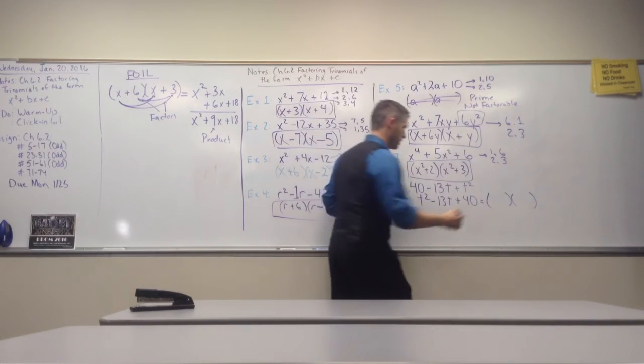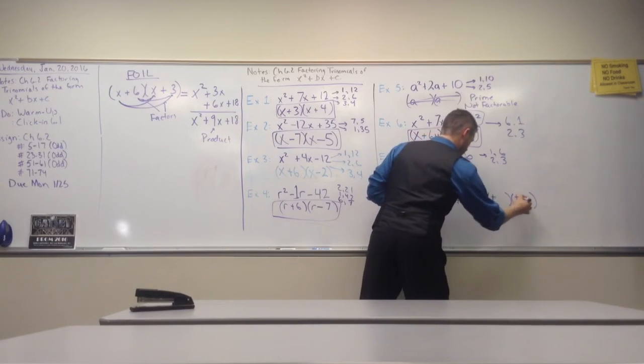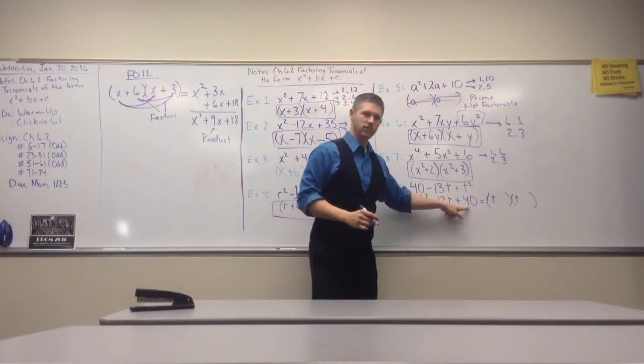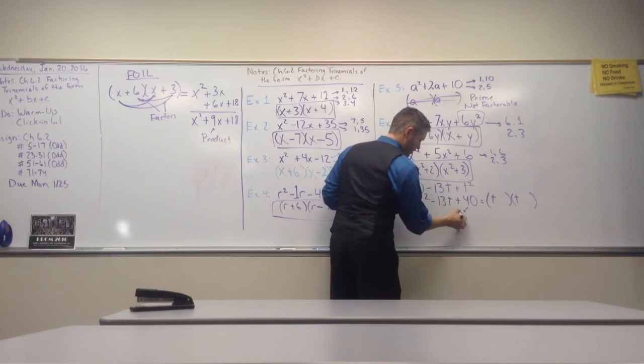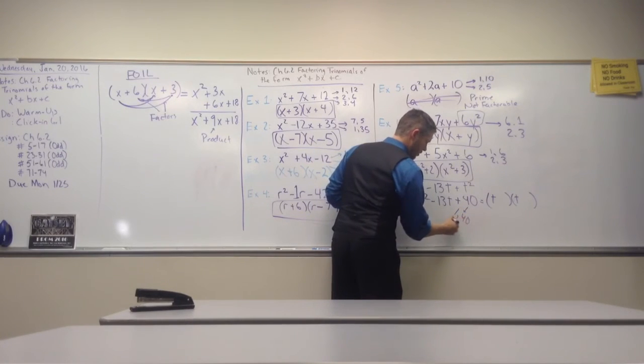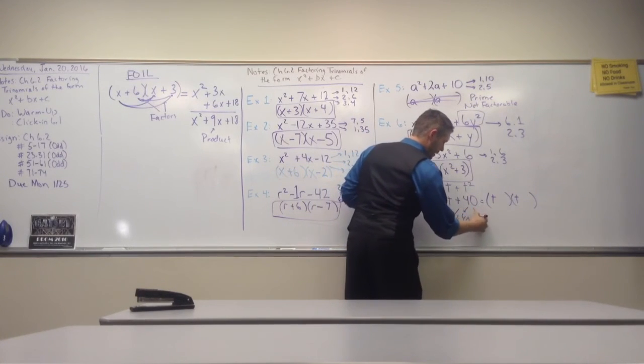So here's what we did here. I put a t here and a t here, I know that. Again, factors of 40. I remember factors of 40: it'd be 1 and 40, 2 and 20, 4 and 10, and 8 and 5.